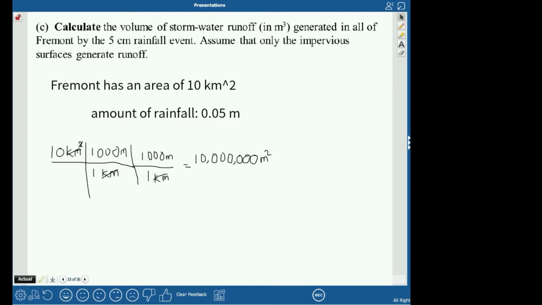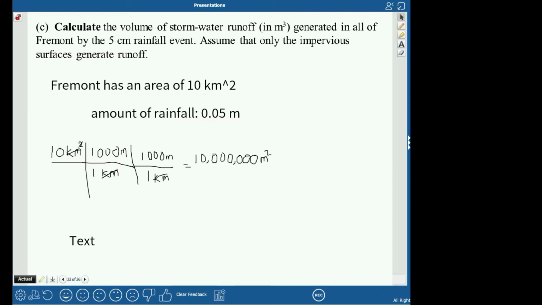So now I'll go back to the text box because it's a little easier to understand. I'm going to take my 10,000 meters squared, or 10 million, and multiply it by my 0.05 meters to get meters cubed. I'll make sure I do it right. Okay. Now that was the entire Fremont.